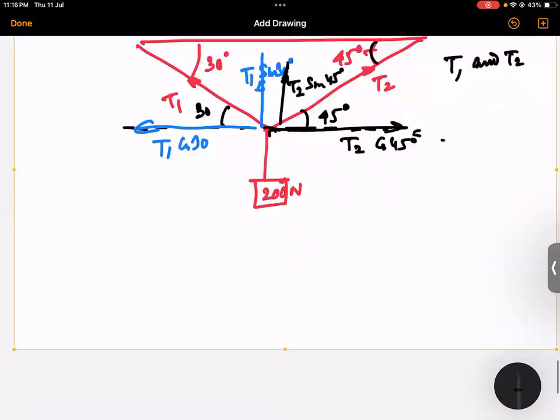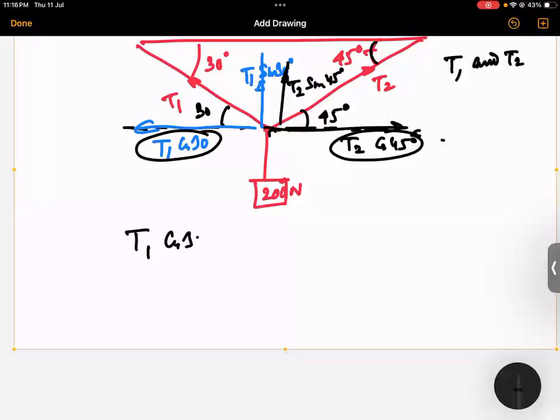Now you try to balance the forces. These are the horizontal forces. Which are the horizontal forces? T1 cos 30 and T2 cos 45, and they are oppositely directed. So I can write T1 cos 30 equal to T2 cos 45, right? So what will I get? T1 by T2 equal to cos 45 divided by cos 30.